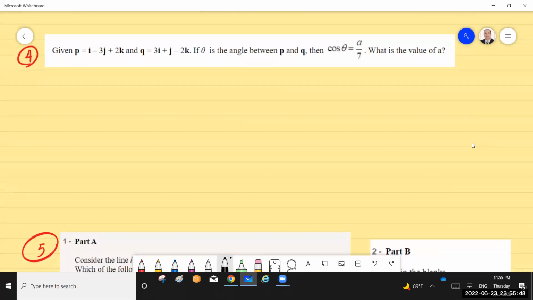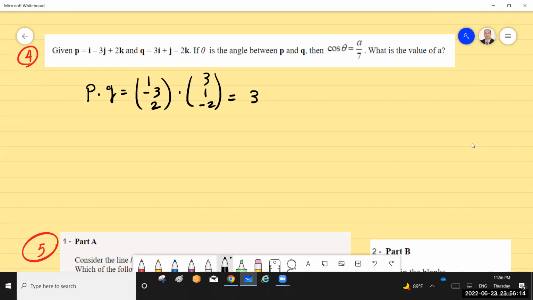Question number 4. Given vectors P and Q, if theta is the angle between P and Q, then cosine theta is A over 7. To find the cosine of the angle between two vectors, first find the dot product of the two vectors. P dot Q is 1, -3, 2 dotted with 3, 1, -2. 1 times 3 is 3, minus 3, minus 4, which is -4.